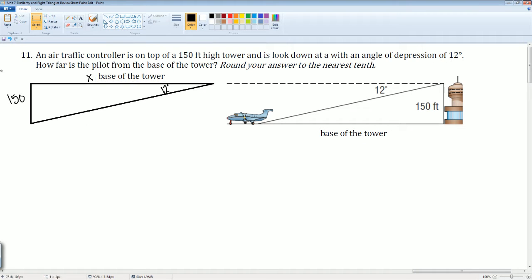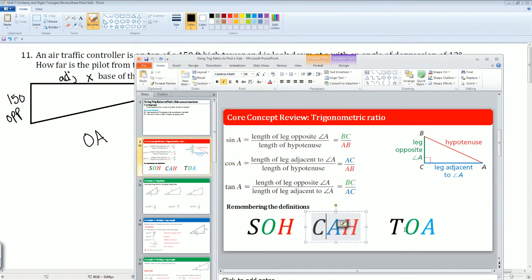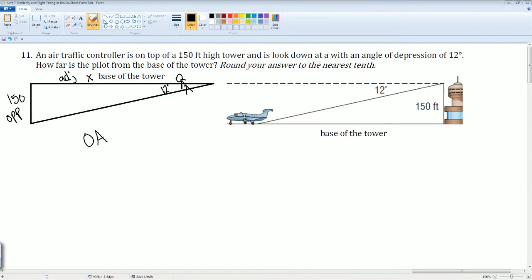Okay, so now let's approach this. So we draw our guy. We saw 12 is our theta. We know 150 is our opposite. And we know X is our adjacent. We write the letters O and A. Now we pull up our notes to see which one is O and A. We saw that that is TOA. So we write TOA here.